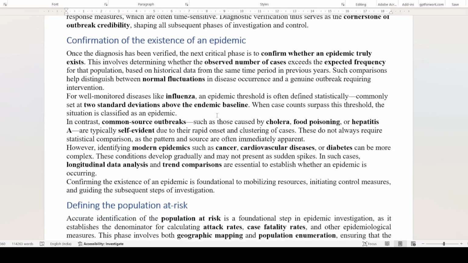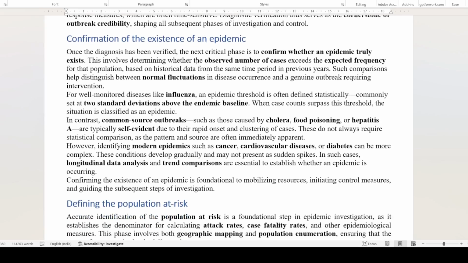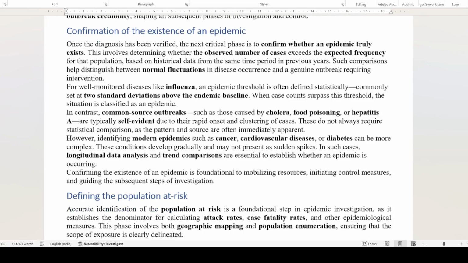Then we have to confirm the existence of an epidemic. Existence of an epidemic means a large population is being affected by that disease at the same time. This involves determining whether the observed number of cases exceeds the expected frequency for that population. Such a comparison helps us distinguish normal fluctuations in disease, and hence we can see whether it is an epidemic or not.